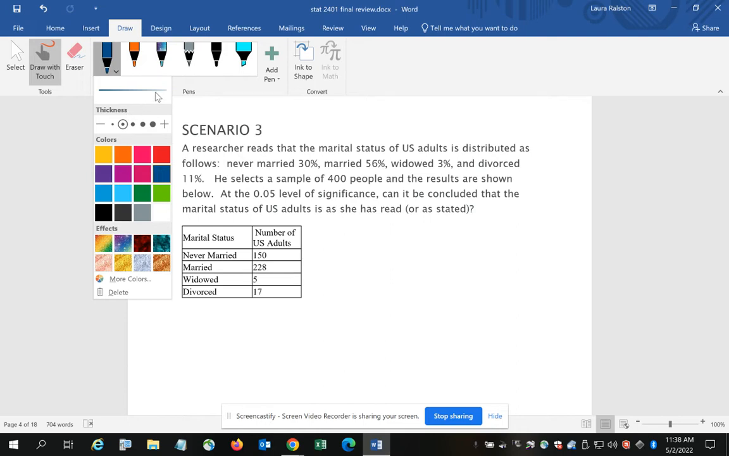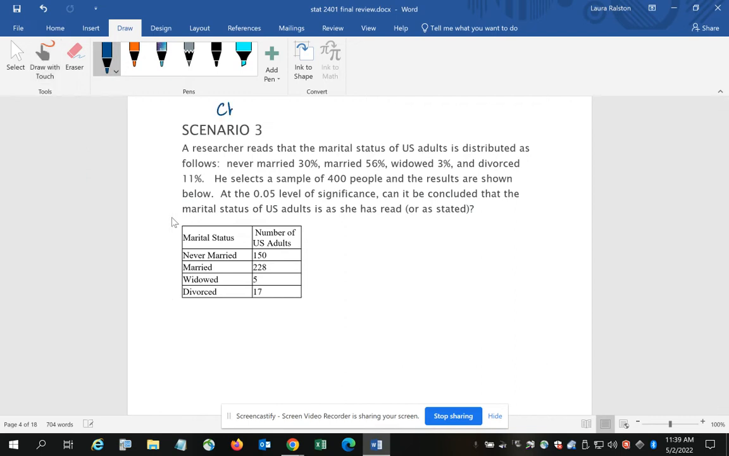So again, you got to recognize what type problem this is. I noticed that my responses are words: never married, married, divorced, and widowed. And we want to compare those. And so this is a chi-square goodness of fit.